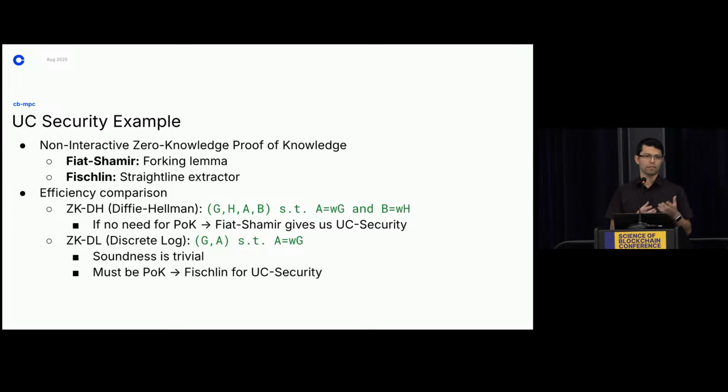We don't care whether a W exists or not. We don't care whether this relation holds or not. The thing that we do care about is whether the prover knows W. And because we want proof of knowledge, we need to rely on Fishling, and we cannot use Fiat Shamir in the UC security world anymore. All right, so that's the end of the cryptography part.